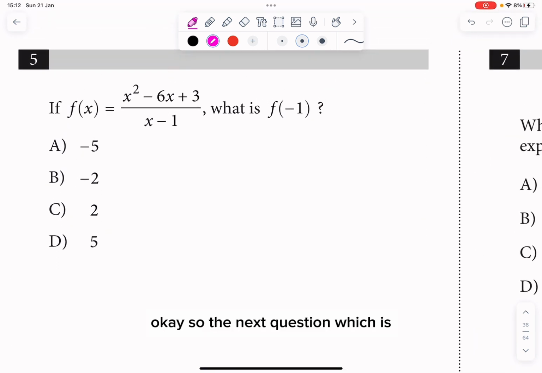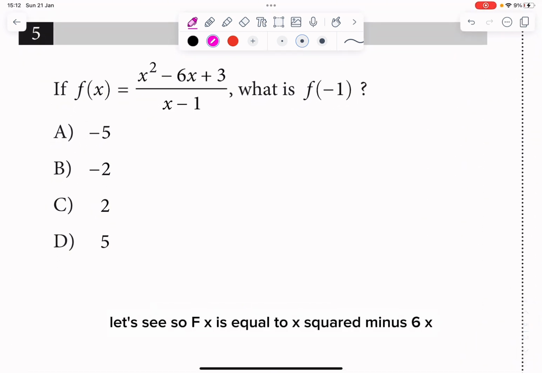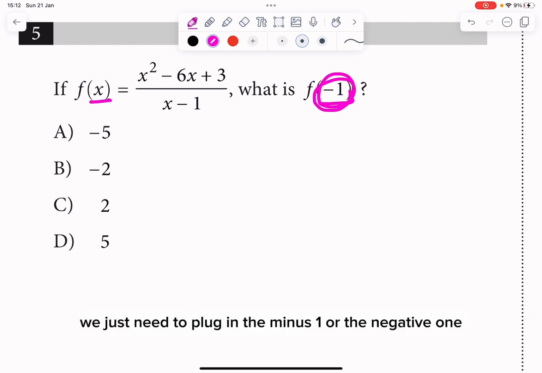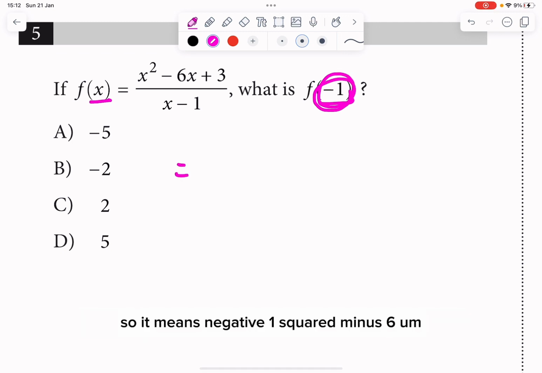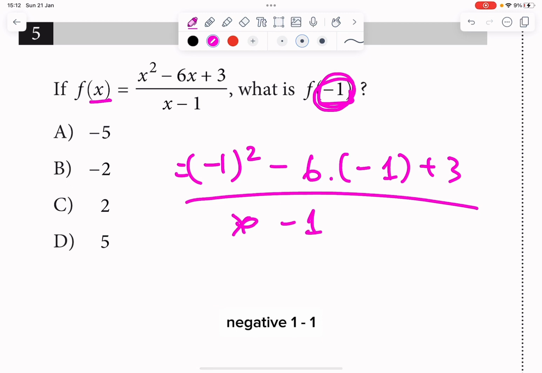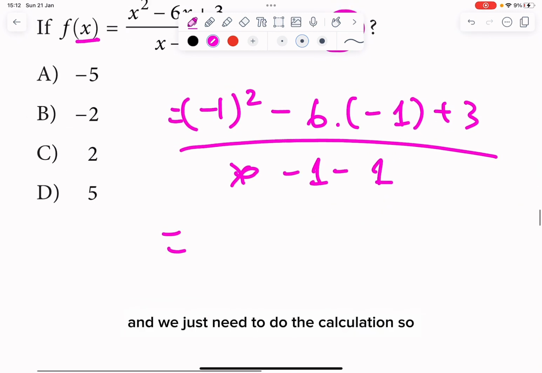Okay, so the next question, which is, let's see, f(x) is equal to x squared minus 6x plus 3 over x minus 1. What is f of minus 1? Okay, so it's pretty easy. You just need to plug in this value. Whenever we see x, we just need to plug in the negative 1. So it means negative 1 squared minus 6 times negative 1 plus 3, over negative 1 minus 1. So it's like that, and then we just need to do the calculation.